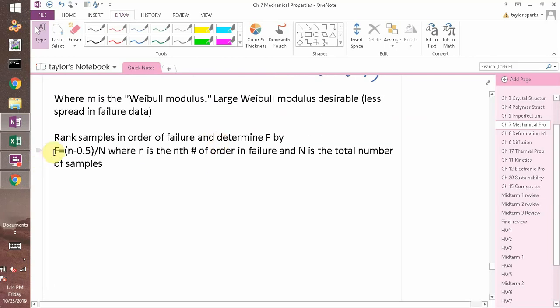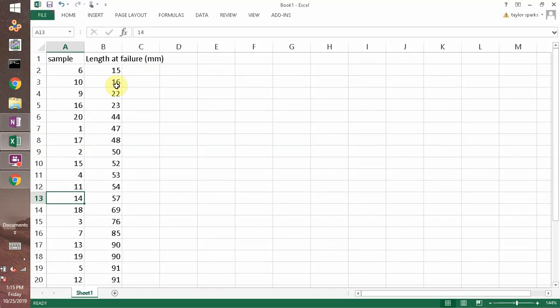Big F, your failure rate, is equal to small n, the rank of the sample that failed. What do I mean by rank? Is it the first, the second, the third, or the 20th sample that failed? It's the rank, the order in which it failed, minus 1/2, divided by big N. So let's plug that in here.